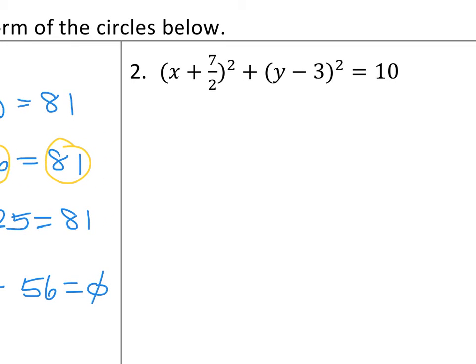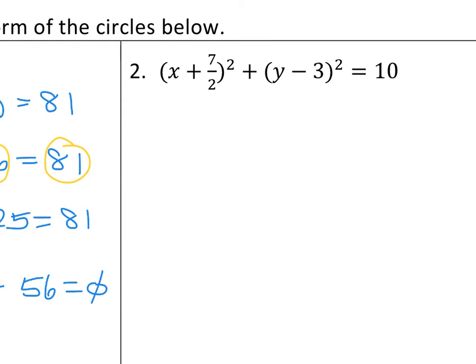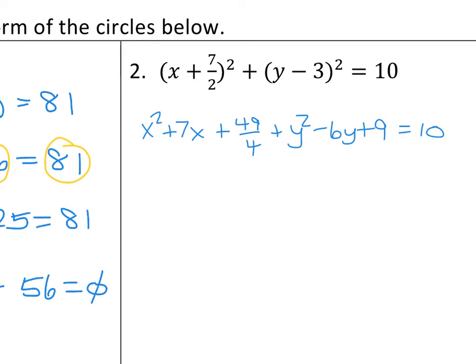One more example here. We'll do this one a little bit faster. So you square that first term, x squared, square the second term, which is 49 fourths, and you end up with twice the product of these terms. So 7 halves plus 7 halves is 14 halves, or this would just turn into 7x. And likewise, y squared minus 6y plus 9 equals 10. And then we have our constants that we can combine.